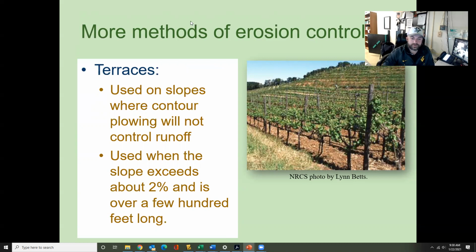So if you take a look at this picture on the right of terracing, you can see the different levels that are going up, but we'll take a better look at some of that in class here.